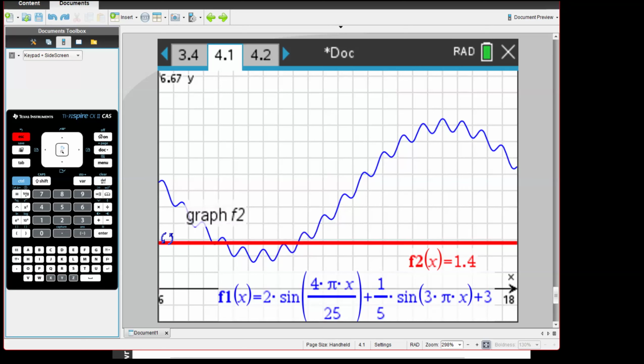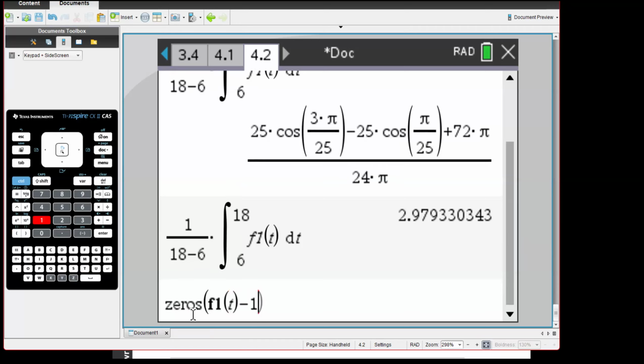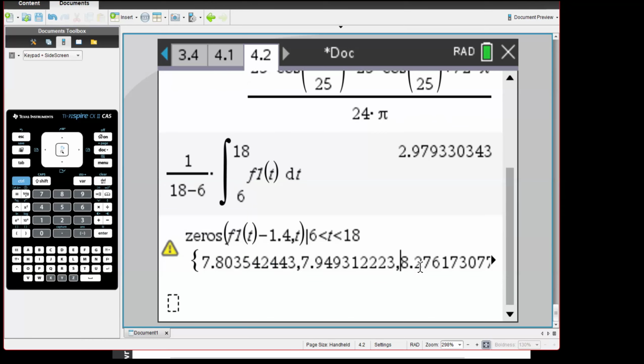So what I'm going to do is, I know this is from 6 to 18, or totally 12 hours. I just need to figure out the two time intervals and subtract them from the 12 hours available. So I'll solve, or actually I can just go for zeros. F1 of t minus 1.4 comma t, given that 6 is less than t less than 18. So I get these four solutions, 7.8, 7.9 something. You can see these two values are very close. So just subtract them to find the first time difference.